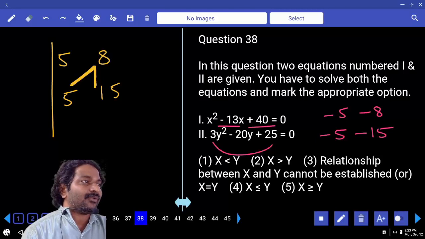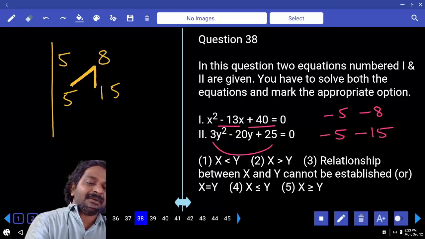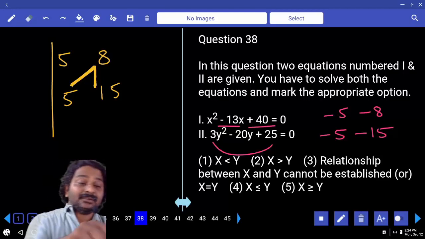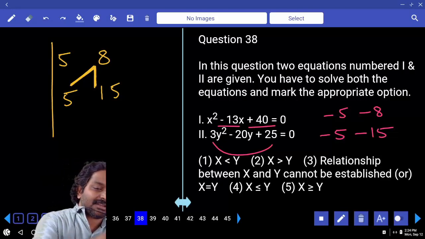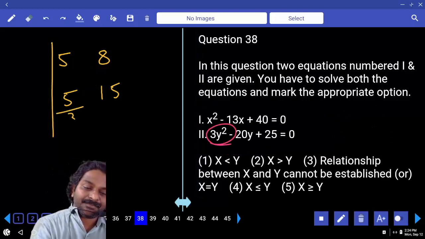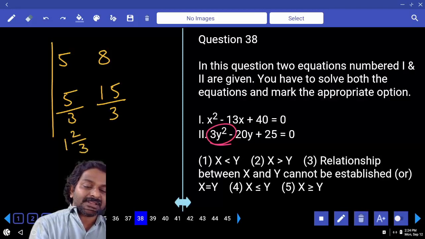If you can find out one value which is in between, what should the answer be? Relation cannot be established. Oh, divided by 3? Yes. Divided by 3 is there. Coefficient of y square is 3. Correct. How much is this? 1, 2 by 3 and this is 5.